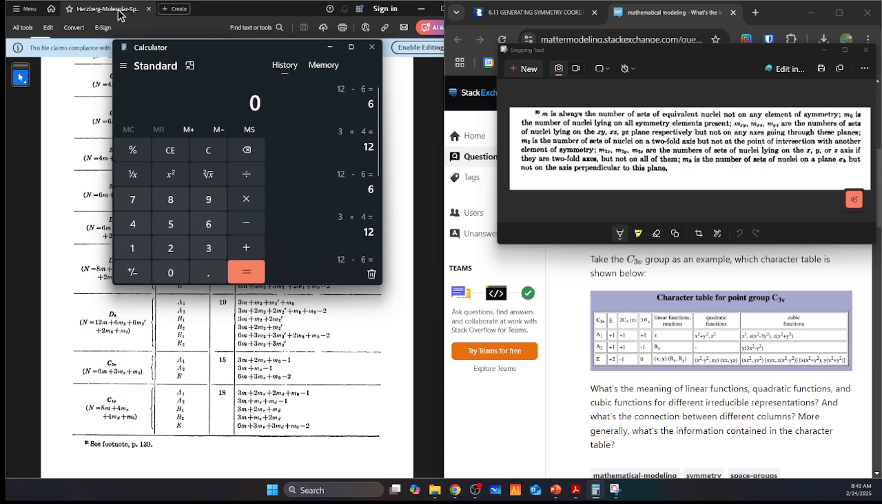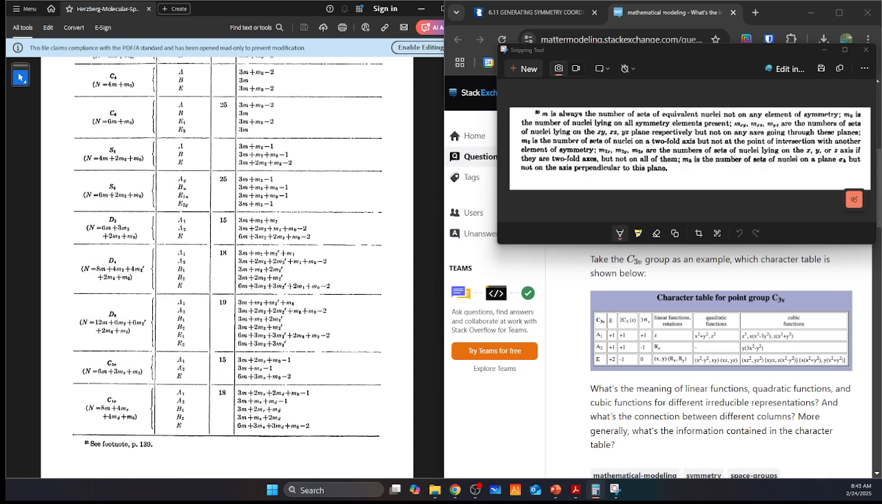So what I would recommend, and why I posted this actually, is you may have noticed that I posted a link to Herzberg, which is the spectroscopy book from the 50s, where they've solved out how to get each of the different point groups, different symmetries for the spectroscopy. Right here are the different symmetries.